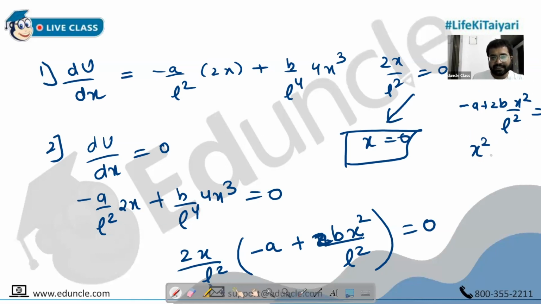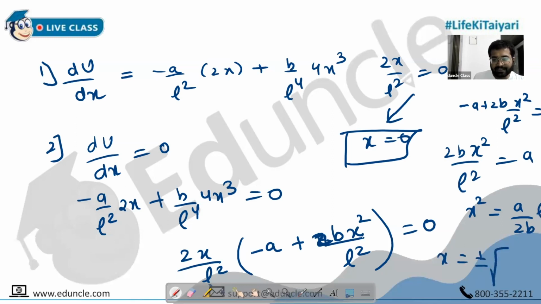Okay. So 2b x square upon L square is a, or I can say x square is a upon 2b into L square, or I can say x is plus or minus under root of a upon 2b times L, people. These are the remaining 2 solutions. So we have got 3 solutions now: 0, then plus or minus under root of a upon 2b times L. Any questions, anyone?